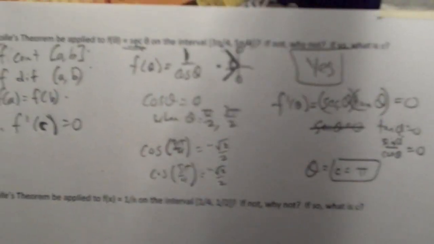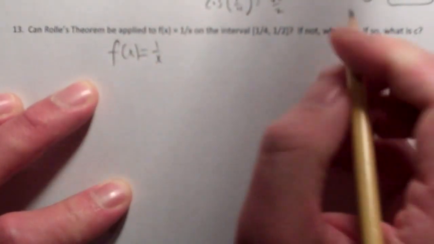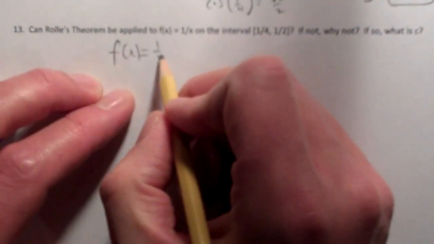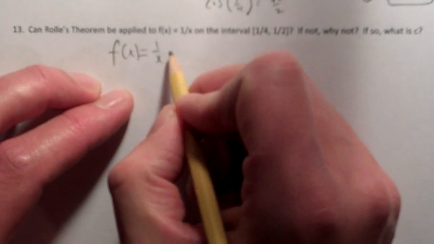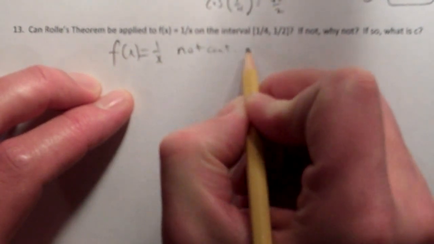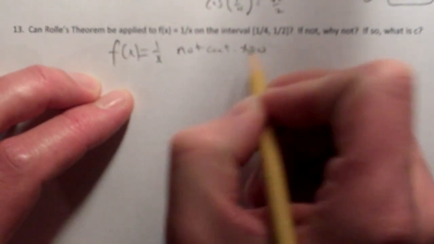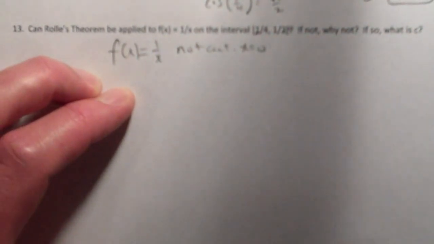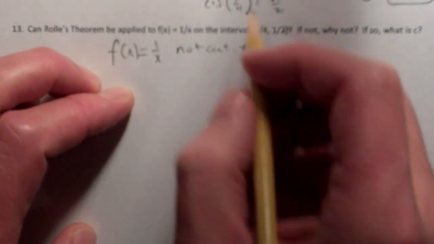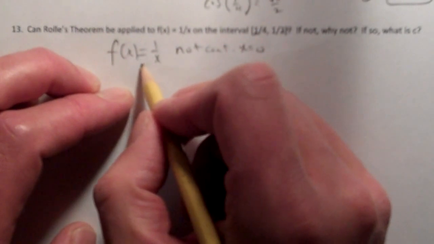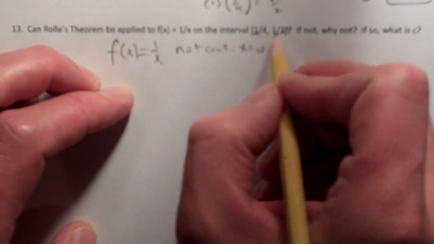For number 13, they're talking about the function 1 over x. Well, I already know that's not going to be continuous when x is 0. But 0 is not on this interval, so maybe we'll be okay. It'll also be differentiable everywhere except where x is 0, but that's not on this interval.